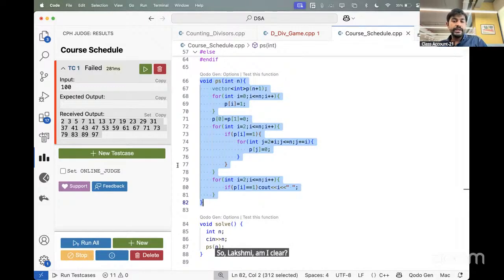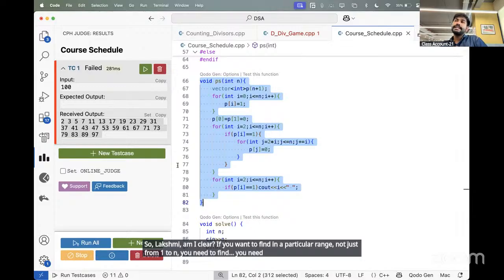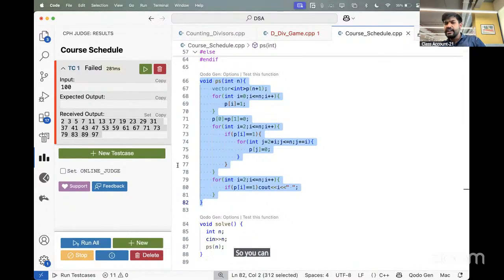If you want to find in a particular range, not just from 1 to n, you need to use segmented sieve, but that is a rookie topic, not a beginner topic. So you can learn it if you want.